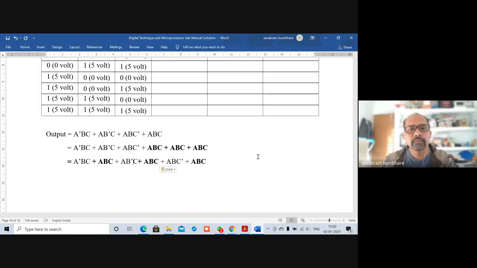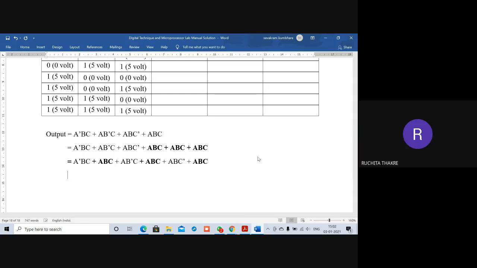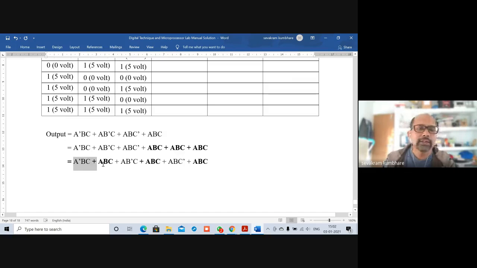Yes or no? Can I make this? Yes, sir. Out of these two terms, and out of these two terms, I can take common. Okay, and how can I take common?